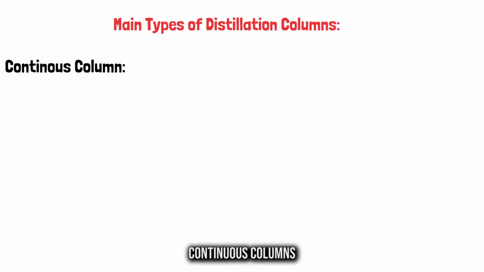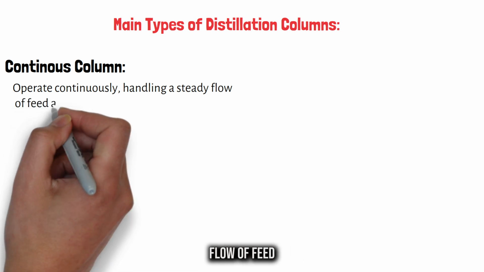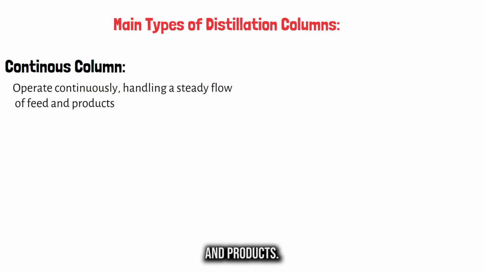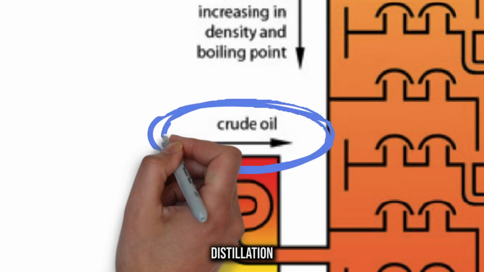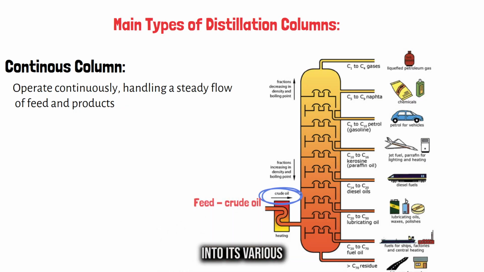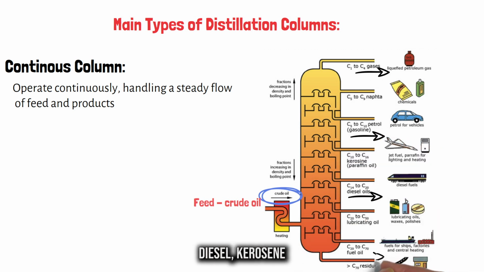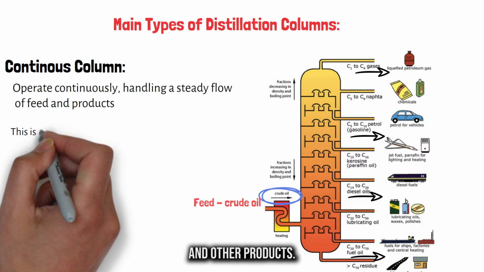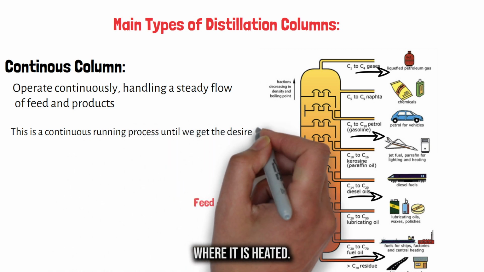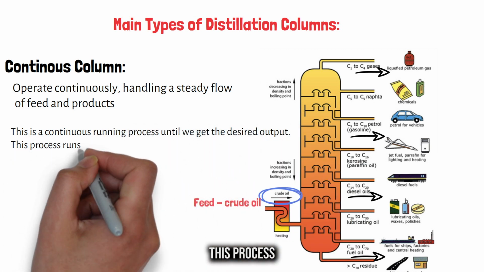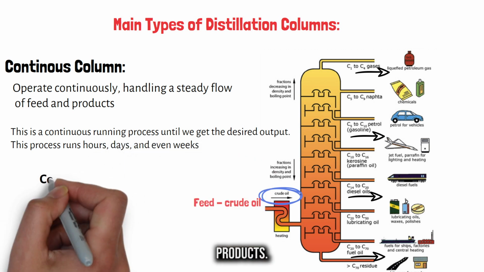1. Continuous columns. Operate continuously, handling a steady flow of feed and products. For example, in a petroleum refinery, continuous distillation is used to separate crude oil into its various components, such as gasoline, diesel, kerosene, and other products. The crude oil is fed continuously into the distillation column, where it is heated. This process runs 24/7 to meet the high demand for refined products.